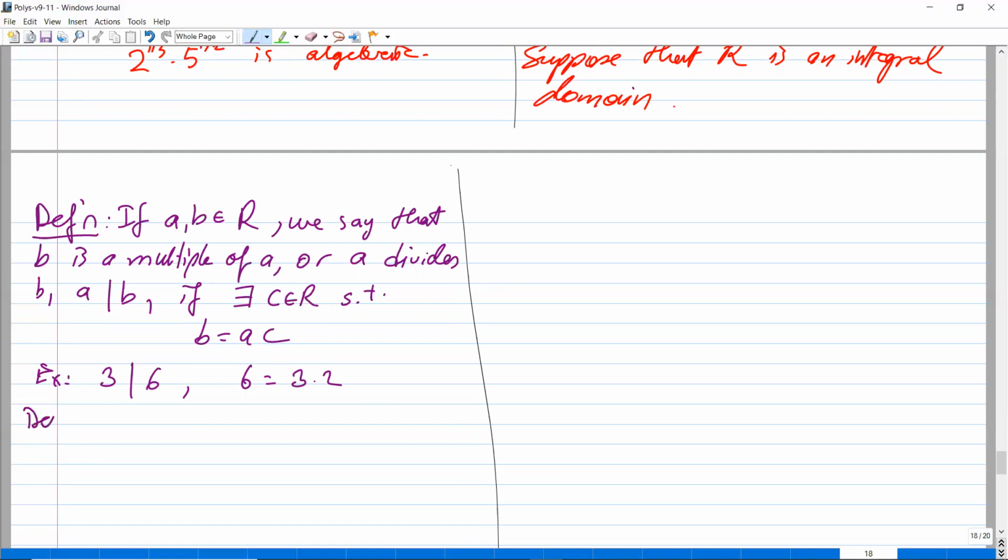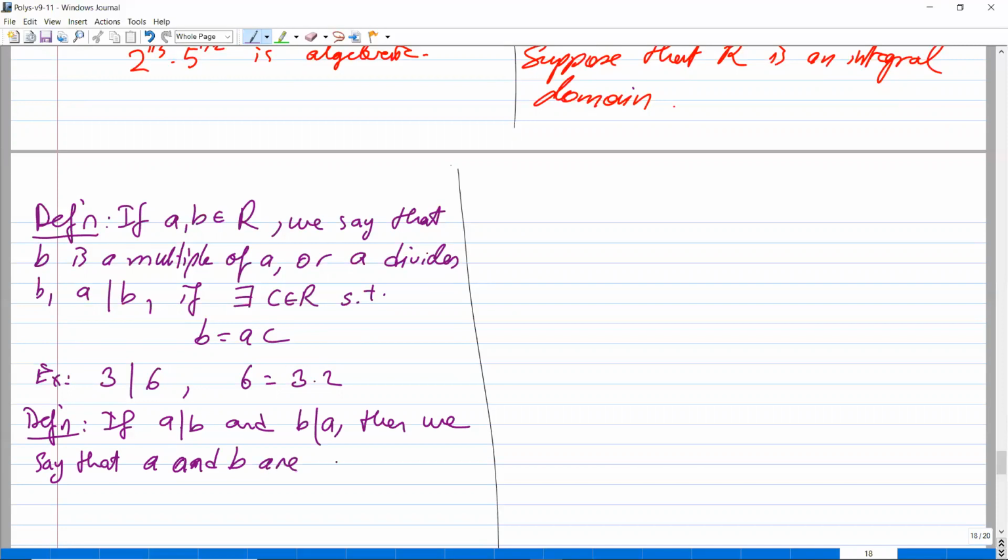So here's another definition. If A divides B and B divides A, then we say that A and B are associates. And we write A is tilde B, like that.